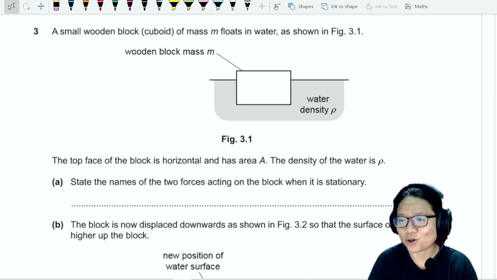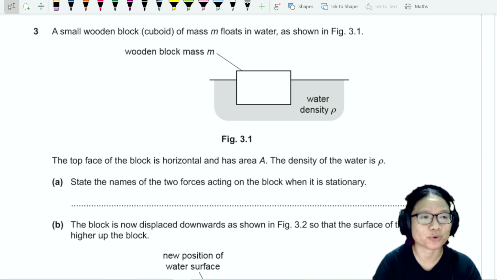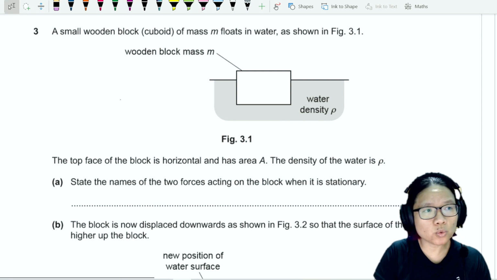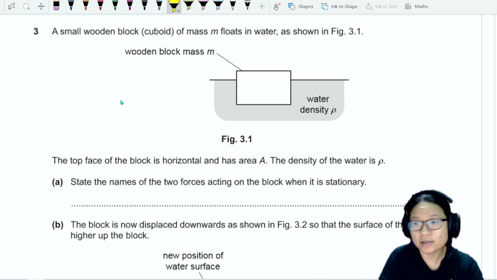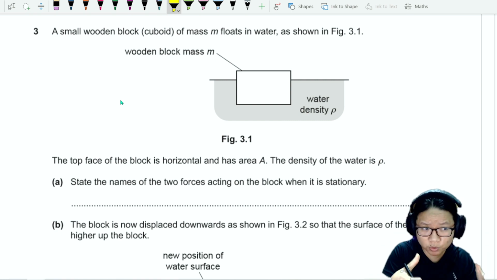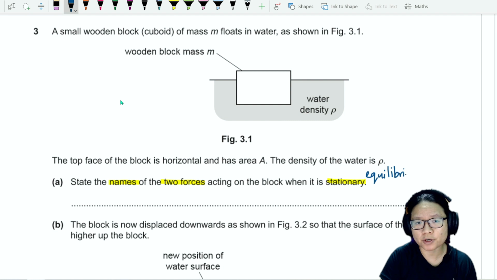This question is an oscillation question, but it also throws back to your AS. Let's read the question. A small wooden block, or a cuboid, of mass m floats in water as shown in figure 3.1. If you remember certain questions from your AS, it's very similar. You have something that is floating and you are asked to state the names of two forces acting on the block when it is stationary. Stationary here implies that the block is in equilibrium.